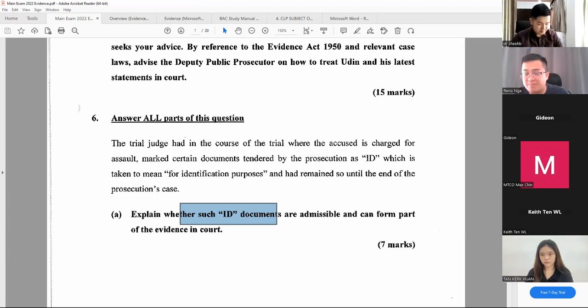So if the court accepts, they will mark an exhibit. Exhibit means lampiran in Malay. So they say, okay, good, I can accept the exhibit. But if they say, let me look first, I will need to inform you later, they will say ID, observation, identification. So this is why I come to here. So you guys can understand.